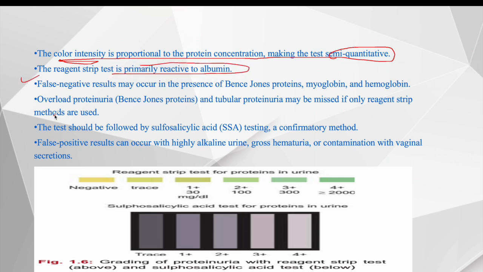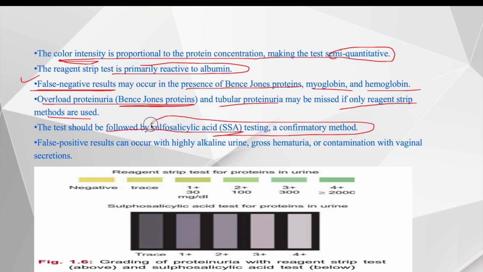Now, there can be false positive or false negative results. We have to remember the conditions in which there is false negative. It can occur in the presence of Bence-Jones proteins, myoglobin, and hemoglobin. Overflow proteinuria, in case of Bence-Jones proteins, and tubular proteinuria may be missed if only reagent strip methods are used. So after the reagent strip method, it is always followed by sulfosalicylic acid, which is a confirmatory method. Although we do not do it routinely, it is a confirmatory method.